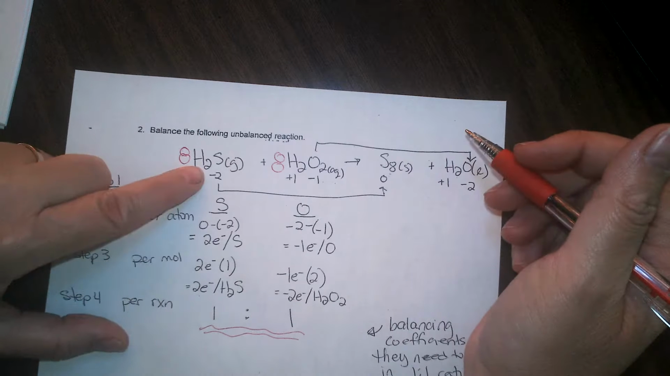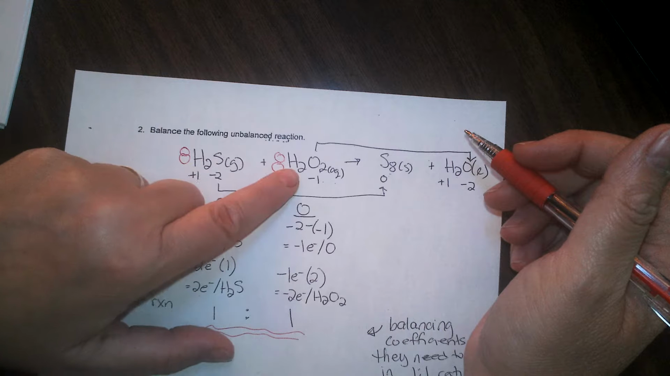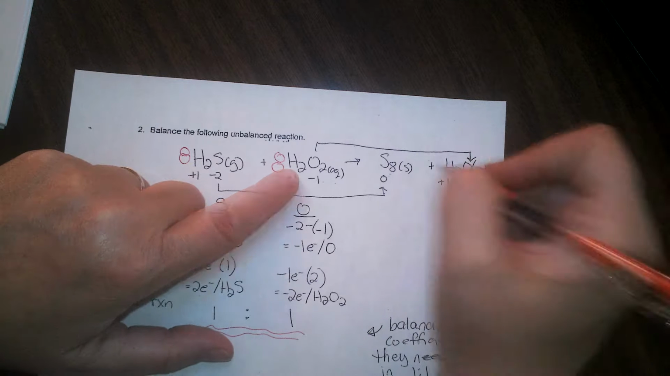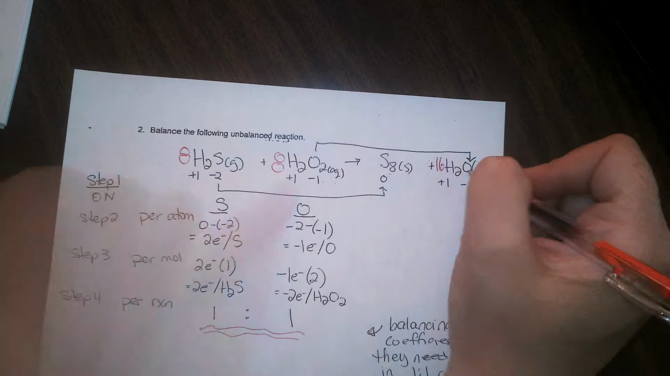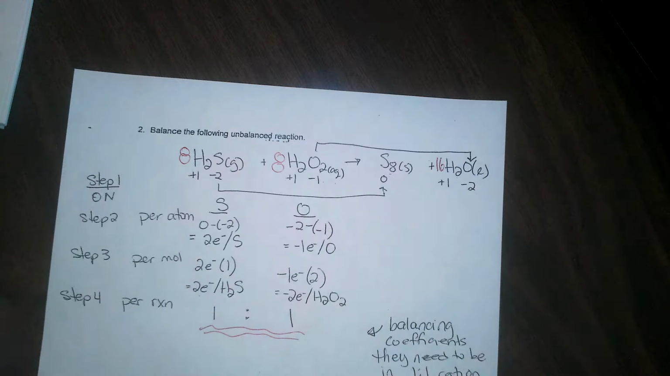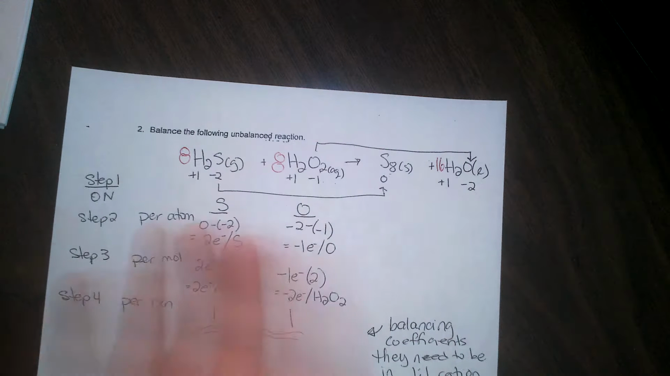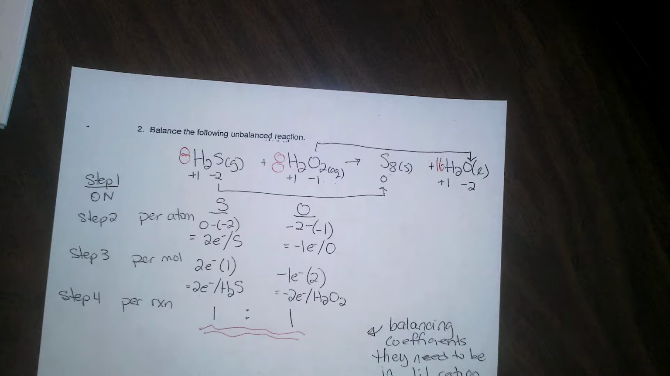So I've got 16 hydrogens here and 16 hydrogens here. So I'm going to put a 16 here for 32. That also gives me my 16 oxygens. And now I'm balanced.